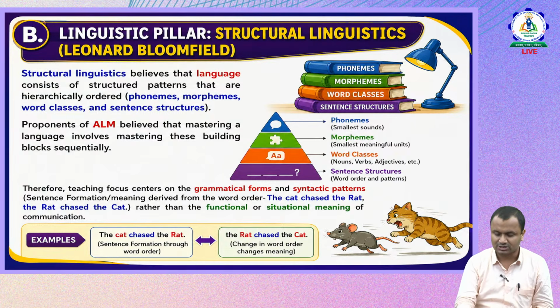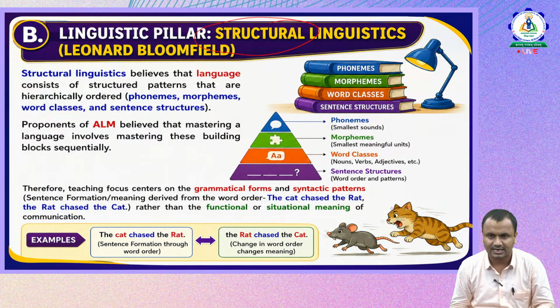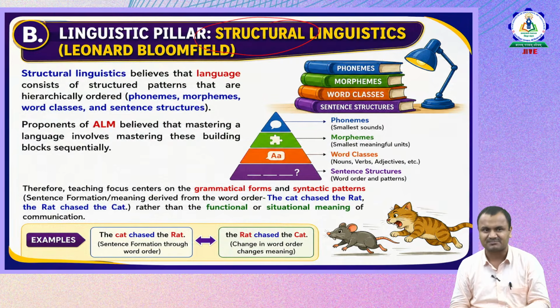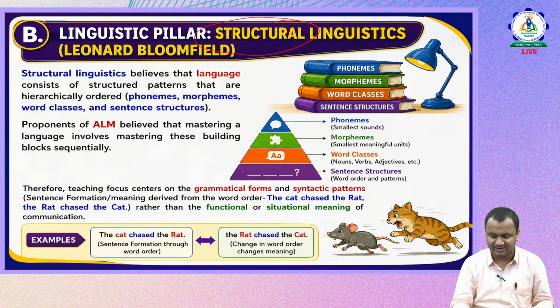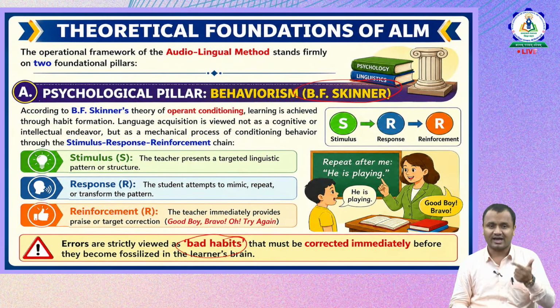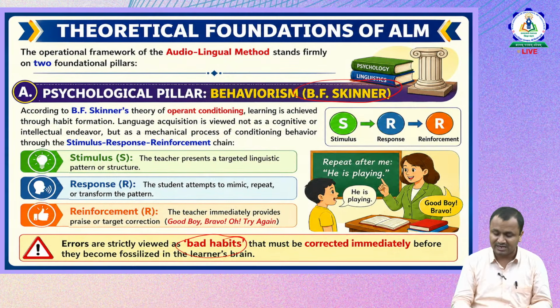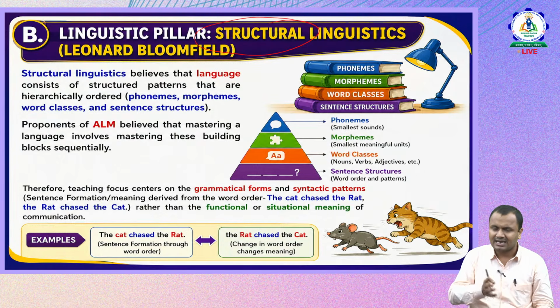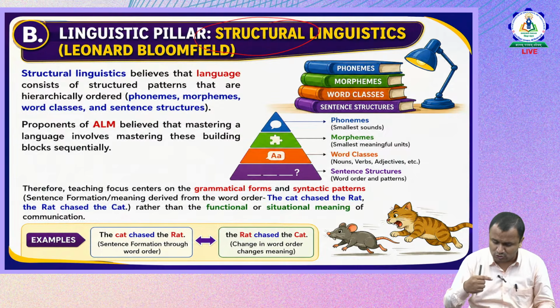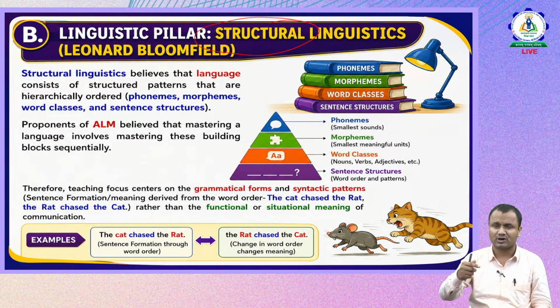Next pillar is structuralism. When I started, I said that there are two core philosophical aspects of the audiolingual method. The first one we have done is behaviorism, or habit formation, or operant conditioning of B.F. Skinner, and the second is structuralism. Structural linguists like Bloomfield used to say that language is all about structures and elements: we have phonemes, morphemes, word classes, sentences, structures. So ask the student to practice phonemes, then morphemes, then word classes, then work on sentences.